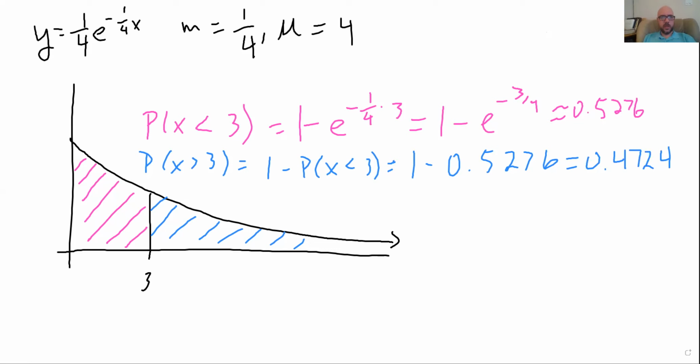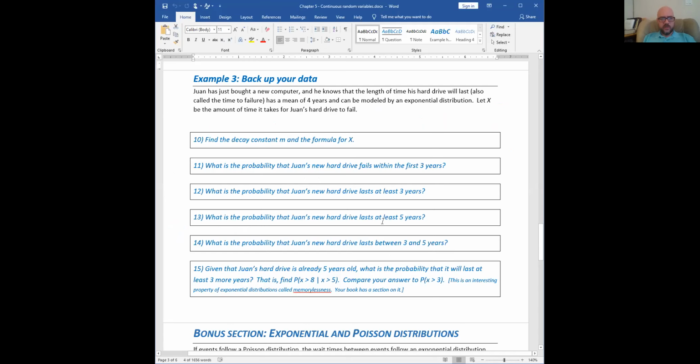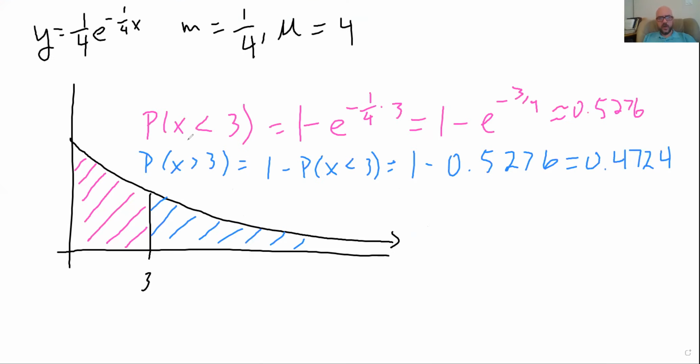Let's see what else we got. What is the probability that Juan's new hard drive lasts at least 5 years, and then between 3 and 5 years? All right, so it lasts at least 5, and then between 3 and 5. So at least 5. I'm going to go ahead and erase this blue stuff.